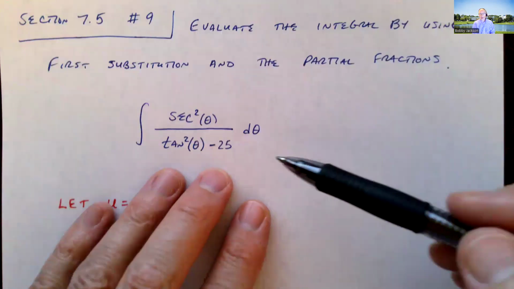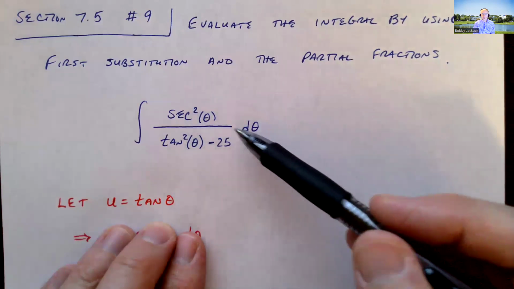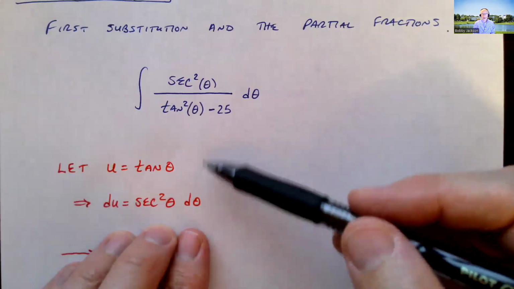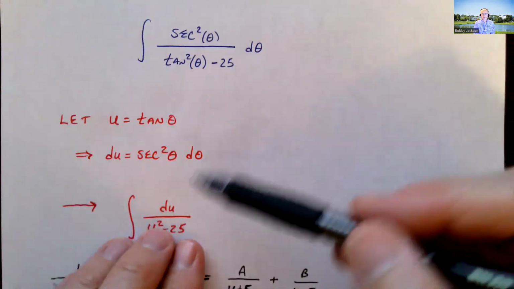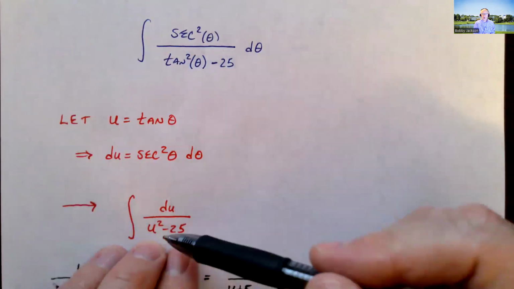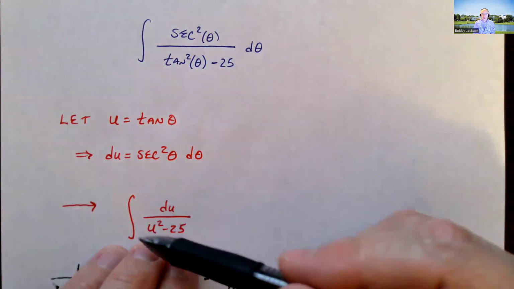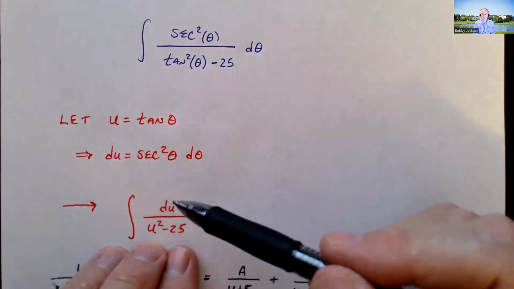However, if I let u be tangent theta, notice what we have up top here, secant squared theta d theta. That's exactly what our du is, right? And so notice the numerator, secant squared theta d theta, becomes the du. And in the bottom, tangent squared now is u squared, and then of course minus 25. So now hopefully you see why they said after the substitution use partial fractions.